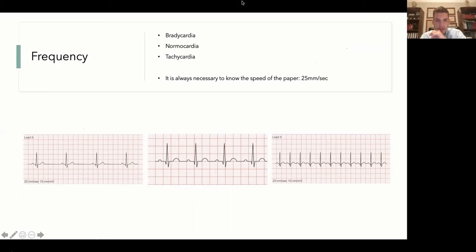Keep in mind that the way we will measure this heart rate from now on will always require you to use paper that is running at 25 millimeters per second. It's actually not uncommon in clinical practice for mistakes to be made where they take patients for tachycardic because the paper was not running at 25 millimeters per second. Don't be deceived by what you see, okay?